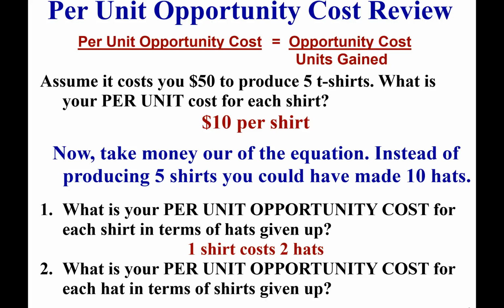Your per unit opportunity cost for each hat in terms of shirts given up, and we do the same calculation. We can say the opportunity cost, I could have made 5 shirts, and the units gained were, I gained 10 hats. So again, I'm going to just do that simple calculation, and it tells me that each hat costs 1/2 of a shirt. Another way to do this is you can simply take the reciprocal when you're looking at two items, and you calculate the cost of one, the other one is going to be the reciprocal.